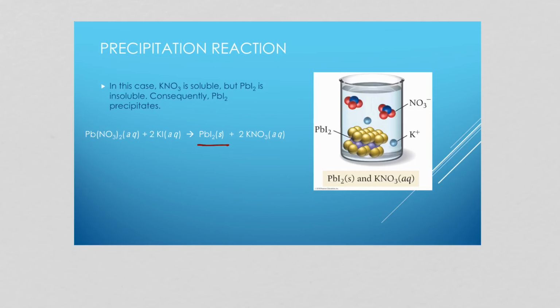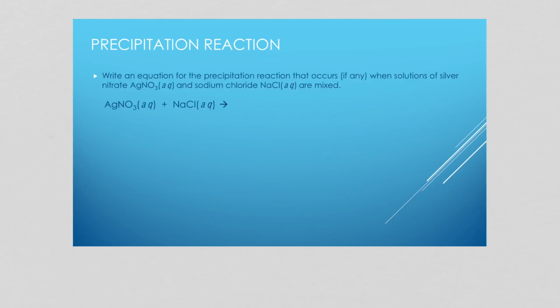Now, of course, once we write this out, we have to make sure it's balanced. So to balance it, we would have to have the coefficients in front of KI and KNO3 to give us the balanced equation. Okay, so that's the process. So let's look at one more example here, run through it.